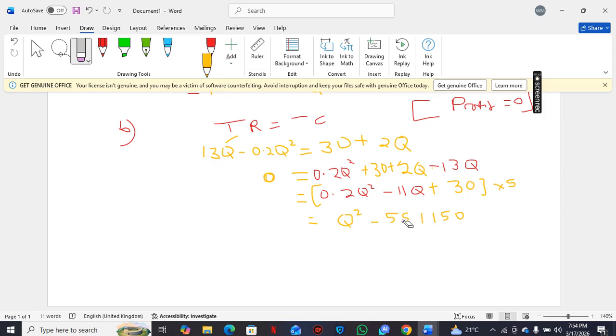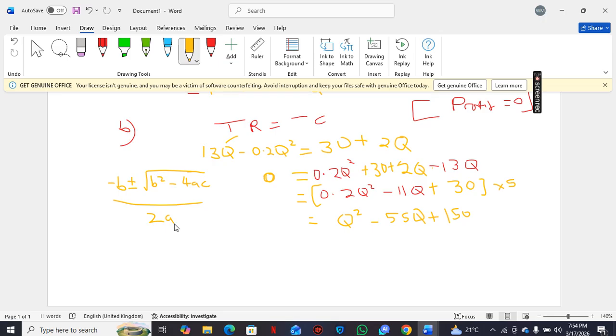Yes, 55q. So as I said here, I'm going to just use the quadratic equation, because I tried by factorization, I couldn't find any 2 factors. Okay. So the quadratic equation, remember colleagues, it's negative b plus or minus the square root of b squared minus 4ac, over 2a.